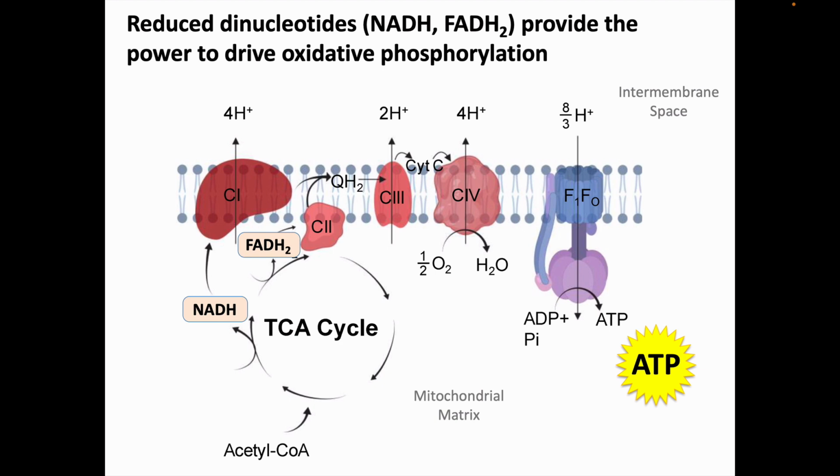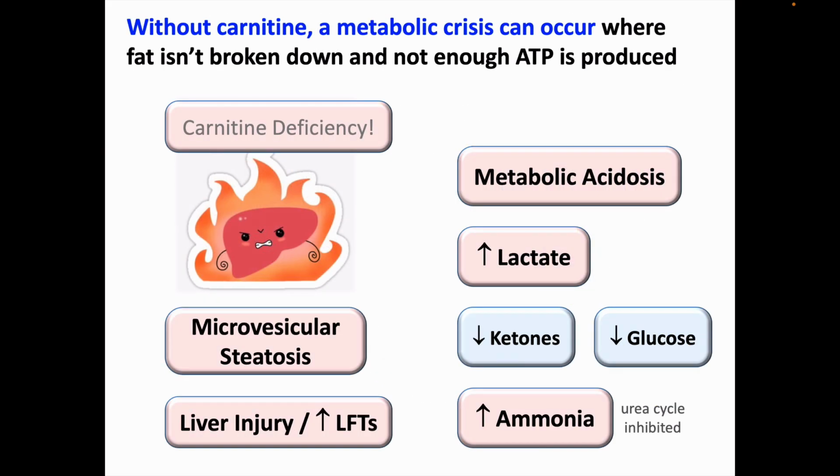We'd like to continue to be able to metabolize fats, to make acetyl-CoA through beta-oxidation, and all of this is dependent on getting the fatty acyl groups into mitochondria through the carnitine shuttle. If we don't have enough carnitine around, if there's a carnitine deficiency, a metabolic crisis can occur.